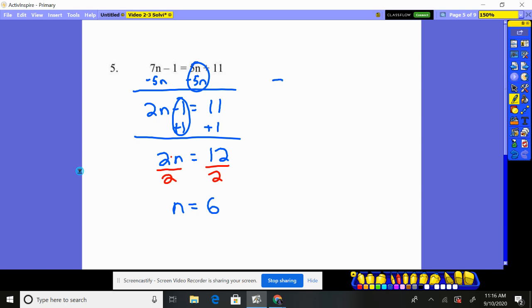I can check it. Does 7 times 6 minus 1 equal 5 times 6 plus 11? 42 minus 1 is 41. 30 plus 11, 41. Yes, we know our answer is correct.